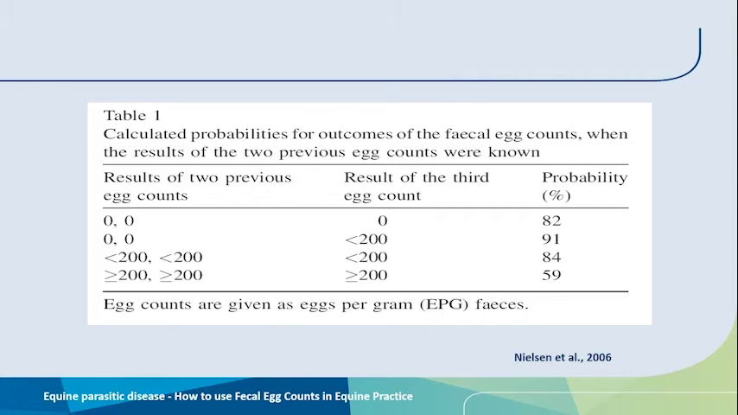So here is a population of 424 adult horses, and looking at their Strongyle egg count levels. They were sampled twice a year over the course of 3 years, so we had 6 data points. And if you look at the top line, every time a horse had 2 consecutive negative egg counts, the probability of the third egg count also being negative was 82%. That's a very high probability, especially considering that the majority of horses actually were negative. That was the single most common observation in the data set, the number 0.